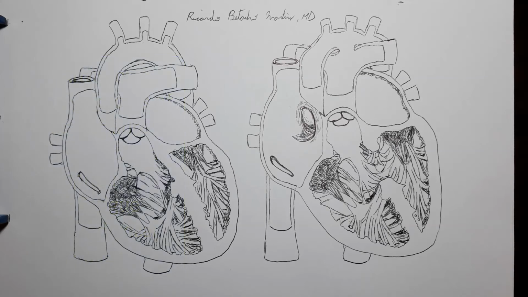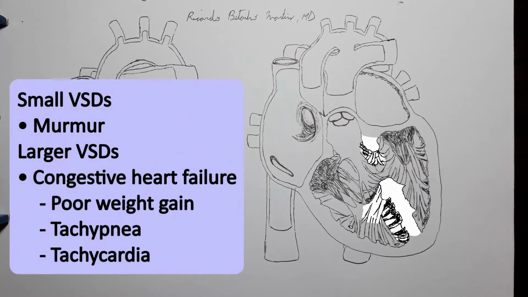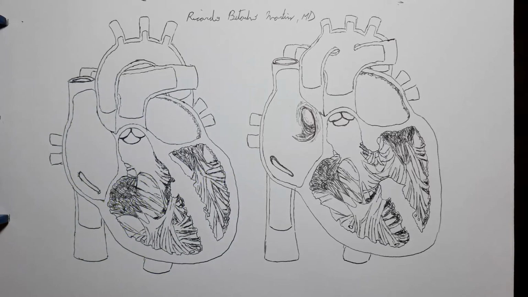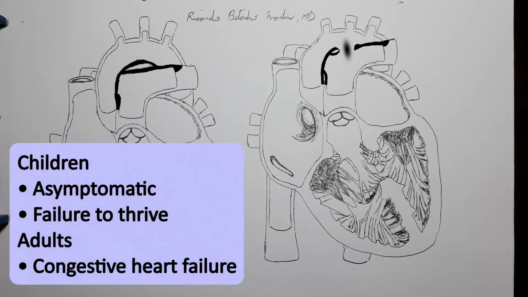Small VSDs are also usually detected only by auscultation of a murmur, in contrast with larger VSDs that may cause early congestive heart failure and present as poor weight gain, tachypnea, and tachycardia in an infant. PDAs are often asymptomatic in children, while it sometimes manifests as failure to thrive. Congestive heart failure typically is a late presentation seen only in adults.